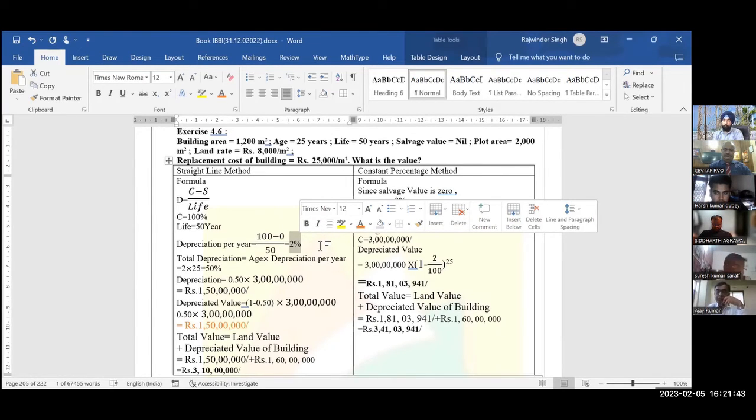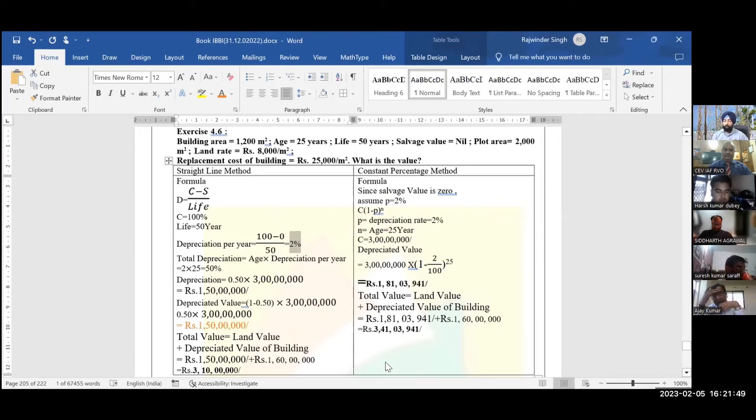Sir, in this particular problem, the depreciated value is higher than the straight line method. So, higher the depreciated value, the bank is going to accept that. Am I right? Sorry, sir, the bank will not ask you. The bankers do not know how you have calculated the depreciated value. They don't need to know anything. What they know is this amount.